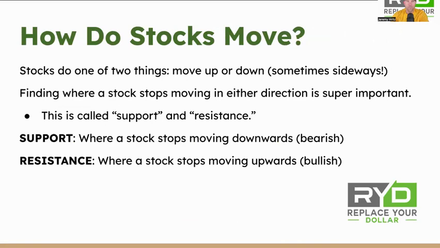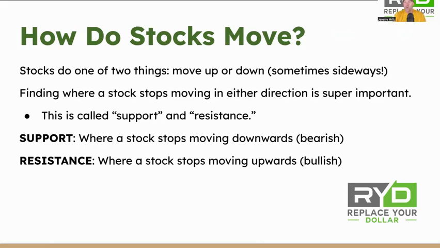All right. So we are going to start. We're going to jump into the content and let's discuss how stocks move. And again, trying to keep things as simple as possible. Stocks do one of two things. They move up or they move down. Sometimes they move sideways. We call that chop or consolidation or sideways action, compression. There are lots of different words for it.